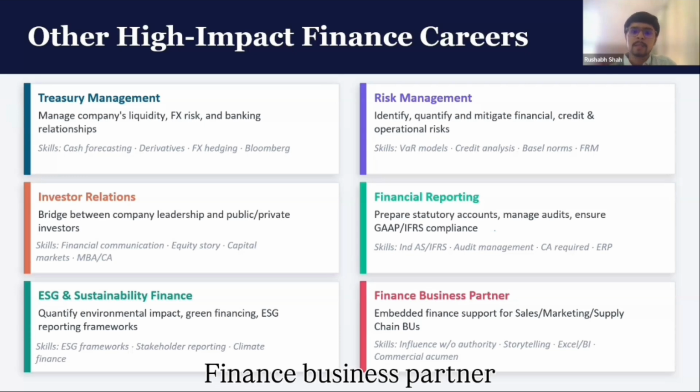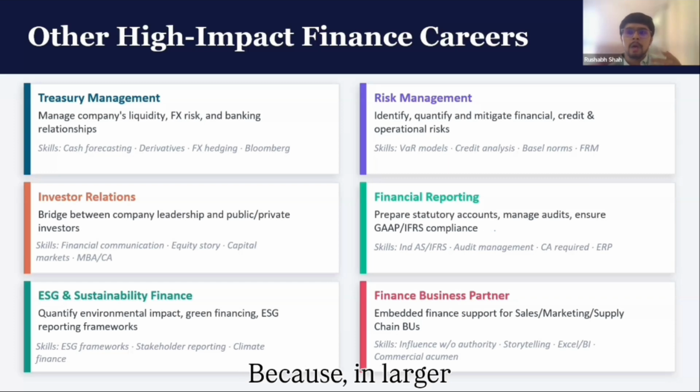And finance business partner is somewhat typical to FP&A, but in larger companies, these business partners are dedicated to specific business functions. For example, there will be a finance business partner specifically for sales. There will be an FBP for marketing, an FBP for supply chain.